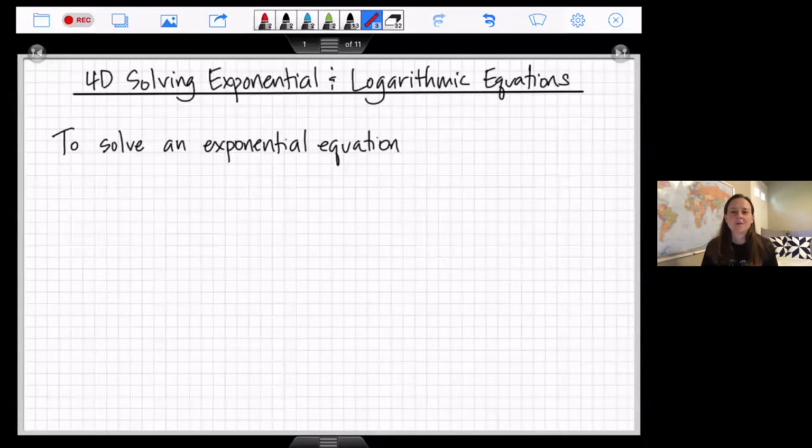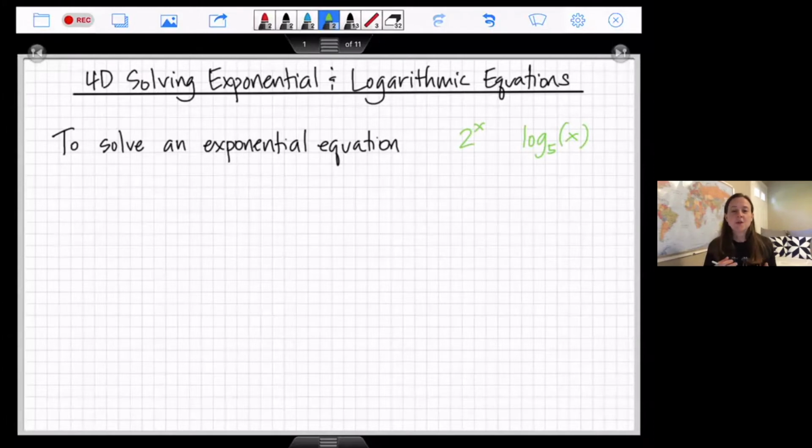All right, today we are going to be solving exponential and logarithmic equations. These are going to be equations that have like a 2 to the x in there or a log base 5 of x in there. So we're going to be trying to solve for x, and we'll need a new strategy for this.